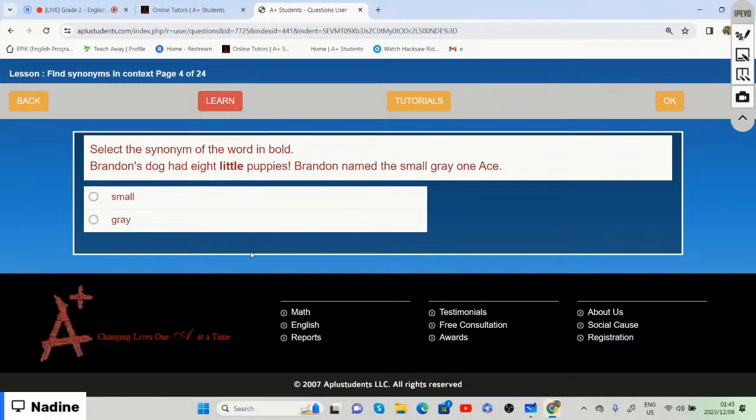Brandon's dog had 8 little puppies. So little, is it small or is it gray? Little. So we can then choose small. Little and small, right?